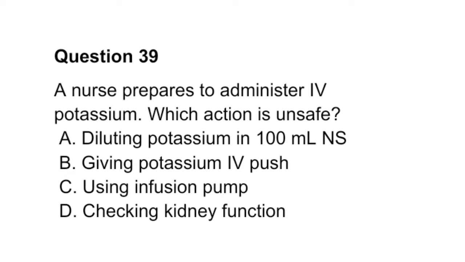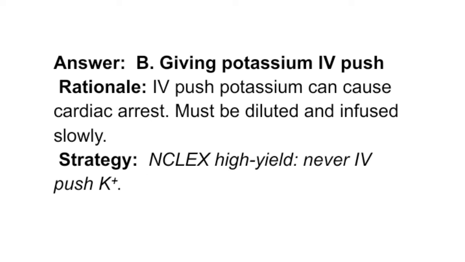Question 39. A nurse prepares to administer potassium. Which action is unsafe? A. Diluting potassium in 100 mL NS. B. Giving potassium IV push. C. Using an infusion pump. D. Checking kidney function. Answer: B. Giving potassium IV push. Rationale: IV push potassium can cause cardiac arrest. It must be diluted and infused slowly. Strategy: NCLEX high yield, never IV push K.